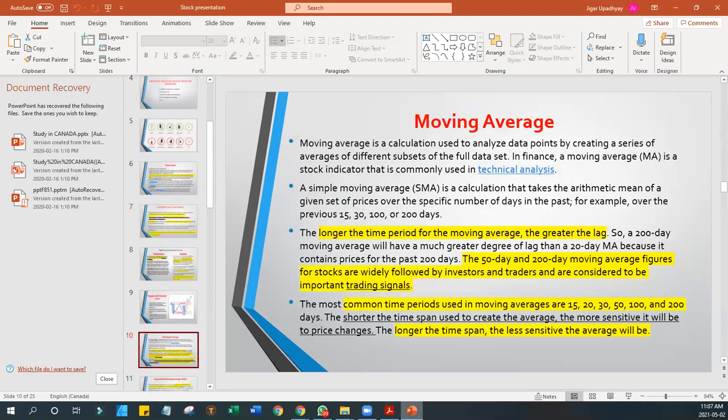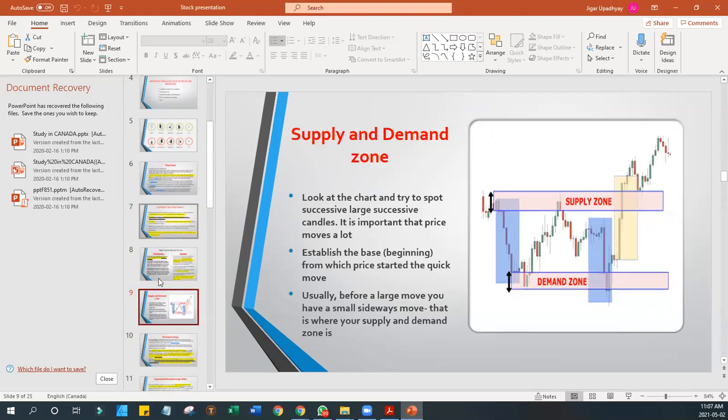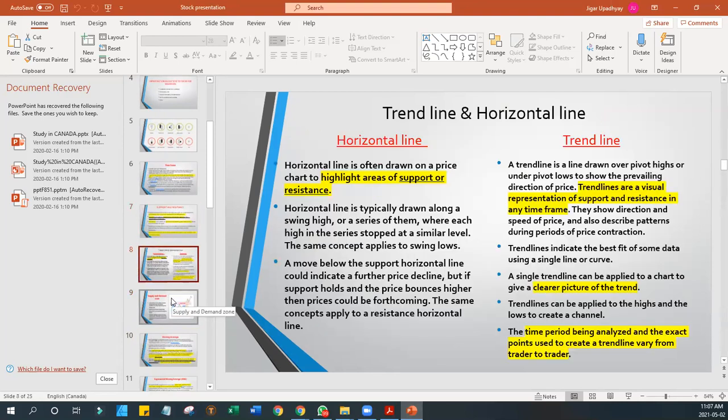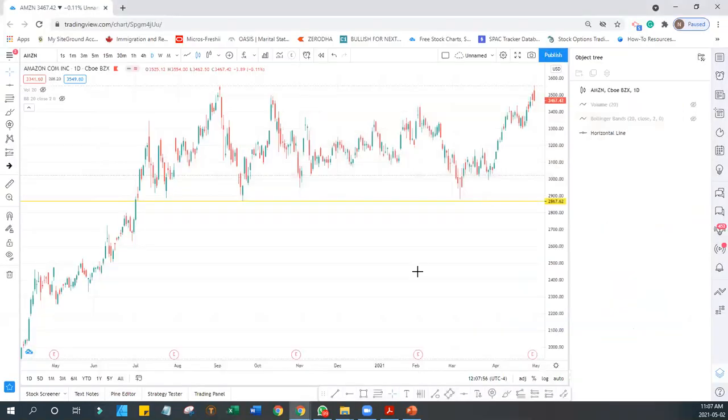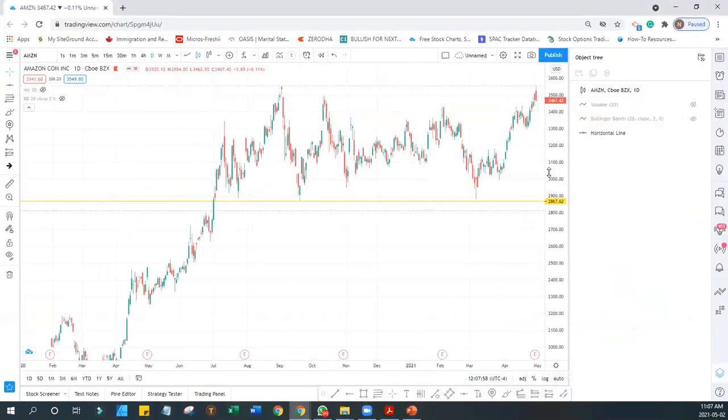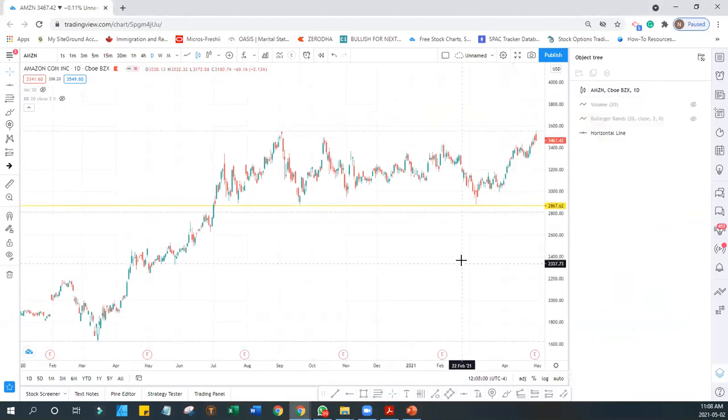We're going to finish up to supply and demand zones, the trend line, and the horizontal line, up to number 9, and then the rest we can finish next time, because this is more important. This is more of the basics.